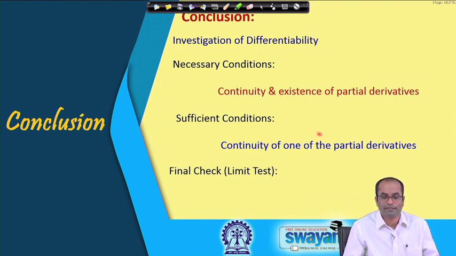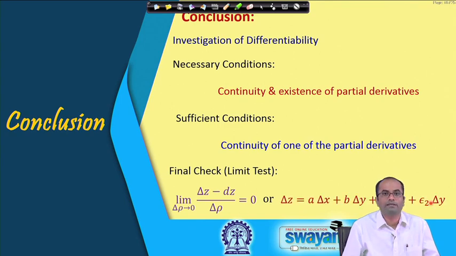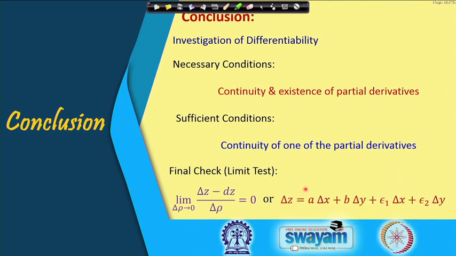And the final check: if we have observed that the necessary conditions are fulfilled and we are not meeting the sufficient conditions, for example, the partial derivatives are not continuous, in that case we have to go for the final check, where one can use the limit test, which is often easier, to prove that this limit is 0 or it is not equal to 0, or we can directly use the definition of differentiability.